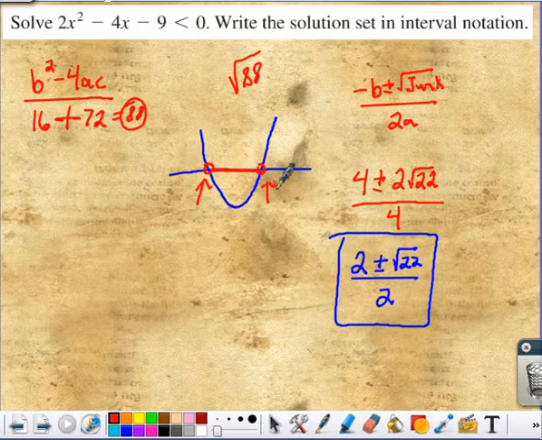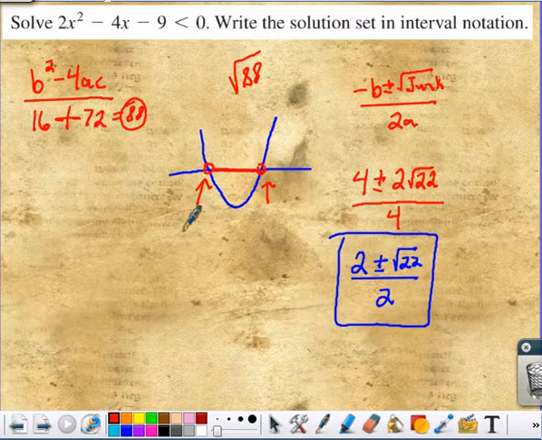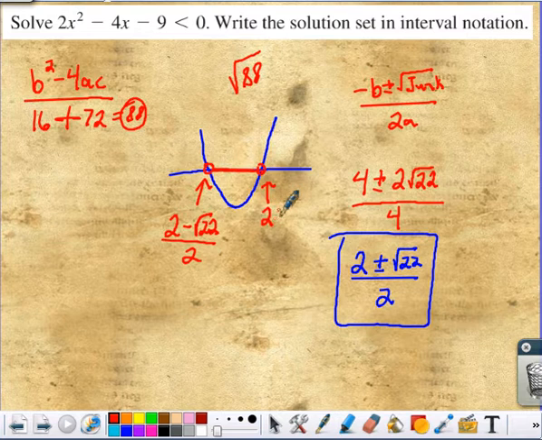Which one's here and which one's here? Any idea? What would this one be? Because my answers are 2 plus root 22 over 2 and 2 minus root 22 over 2. Which one would this be? Common sense, guys. Would it be the plus or the minus? The minus. Does everybody understand? When you take it away, it's going to get smaller. So this would be 2 minus root 22 over 2. And this answer here would be plus root 22 over 2.